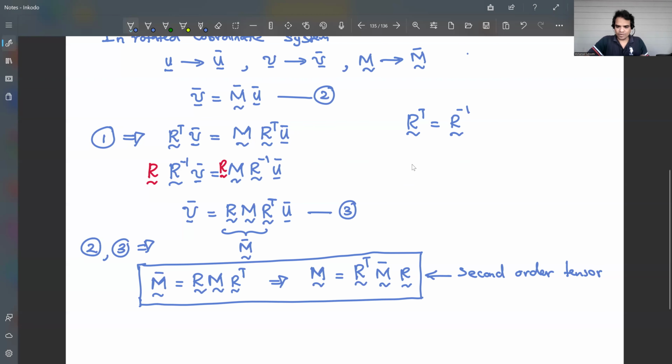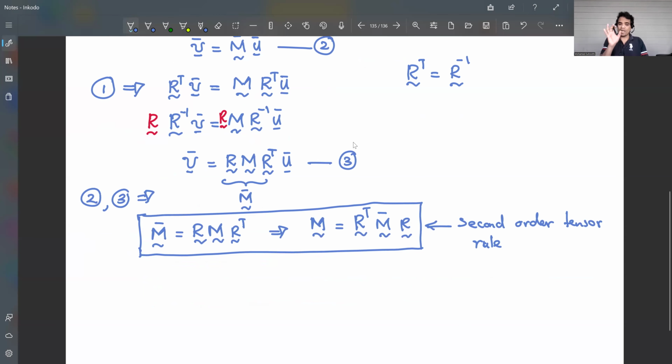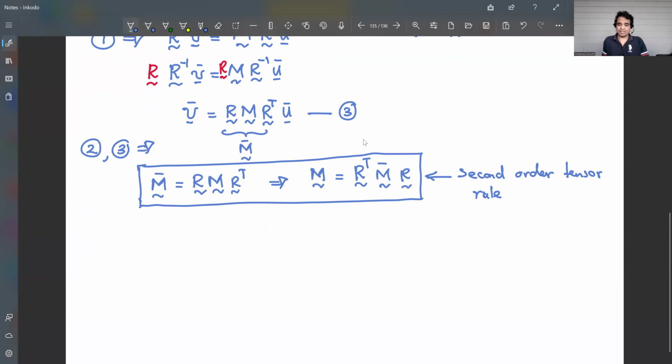This is the second order tensor rule, right? If any matrix obeys this transformation rule, that we define as a second order tensor. If it is not defined, that is not a second order tensor.